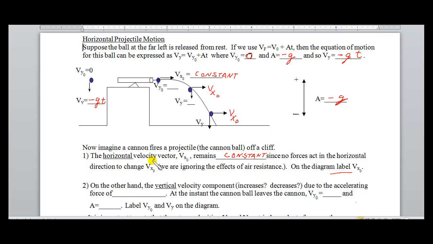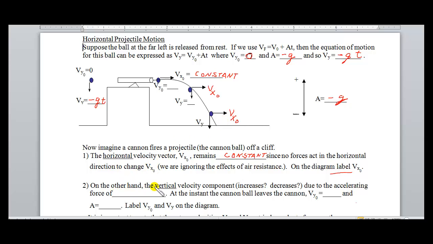So we see that the horizontal velocity vector Vx remains constant since there are no forces acting in the horizontal direction. We're ignoring the effects of friction. So up here we can see that this vector is Vx sub 0. This is the initial velocity once this cannonball comes out of the cannon after being accelerated in the cannon barrel, and this remains constant throughout the entire motion.